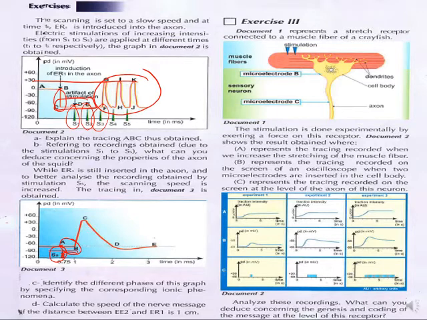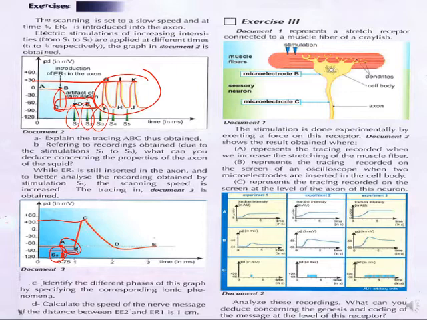BC corresponds to the depolarization, from minus 70 to approximately 45. This is called depolarization. From minus 70 to 45, that is minus 70 plus 45, it's about 115 millivolts. During this phase, what happened? The sodium voltage-dependent channels open and they allow the inflow of sodium ions.